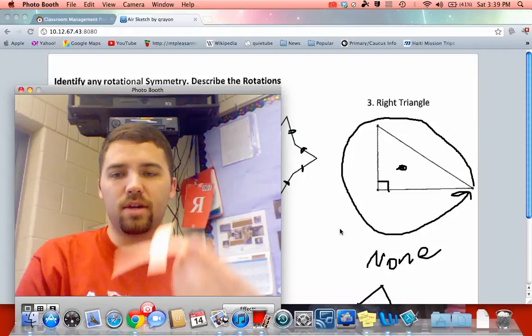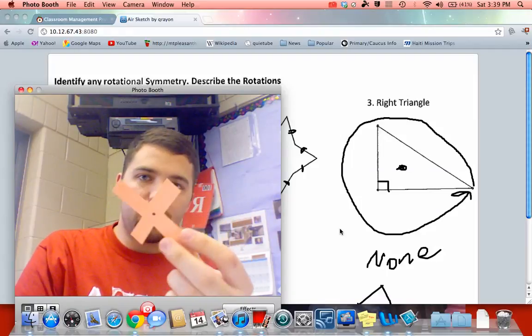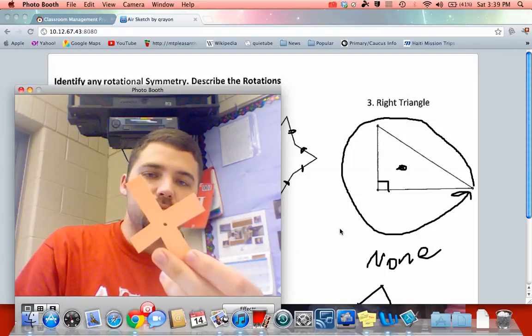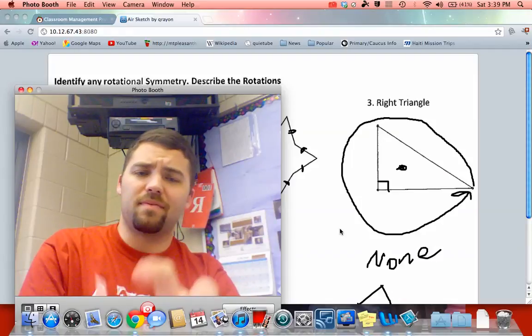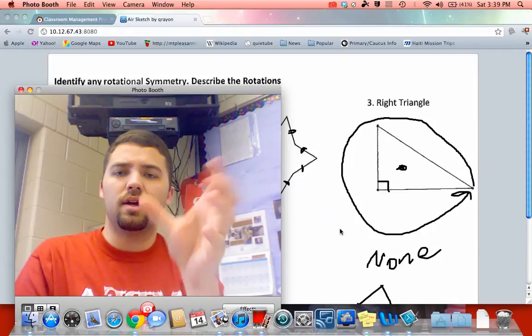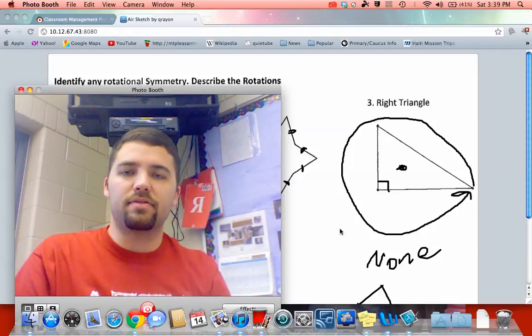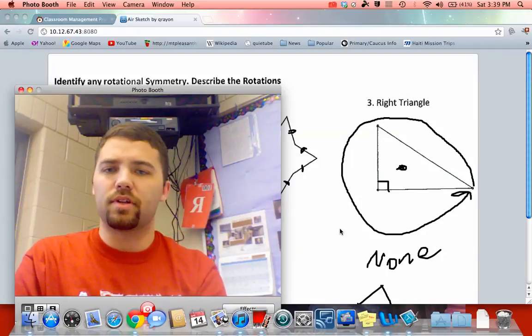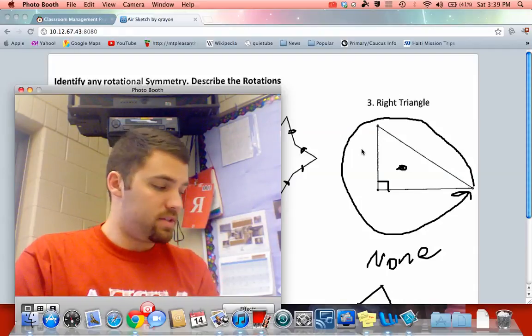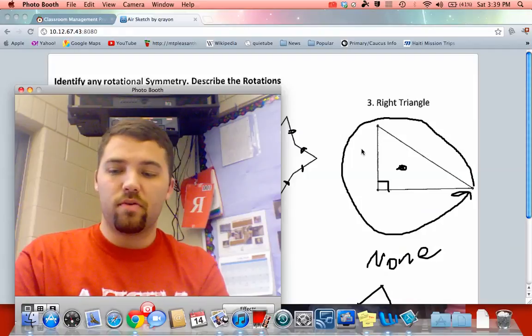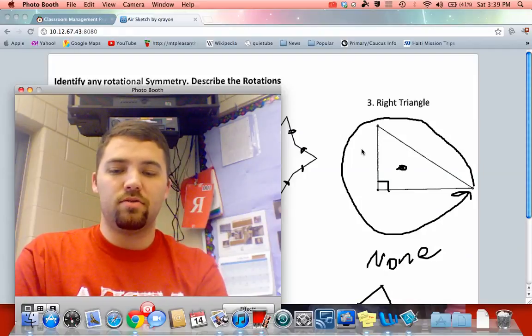If this T was drawn on a picture, on paper, then you would want to imagine if I could pick that thing up and spin it around, could I ever get it to land back on itself? And that's what you're going for there. And that's it for 9.6. Hopefully you found it fairly straightforward and not too confusing.